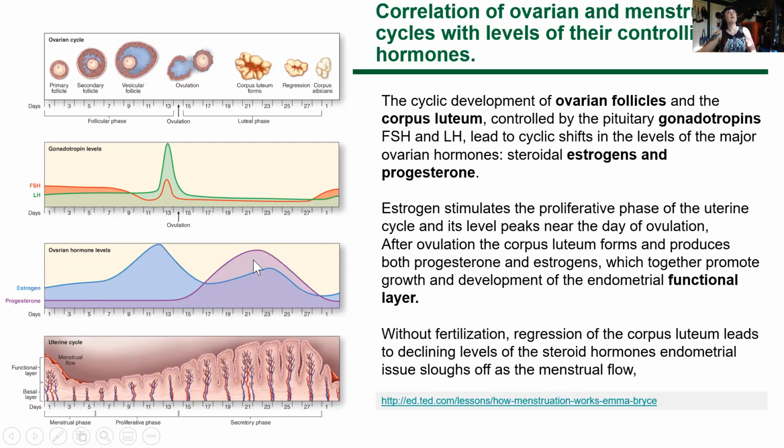And then if no pregnancy occurs, then there's no signal to keep the corpus luteum. So progesterone and estrogen decline, and that decline causes rhythmic constriction of these spiral arteries, which produces ischemic endometrium and then apoptosis and sloughing.